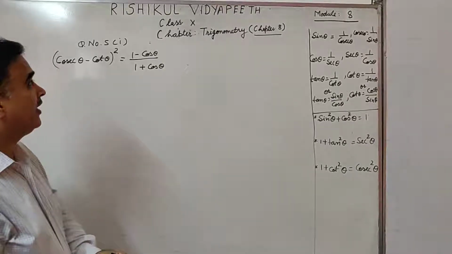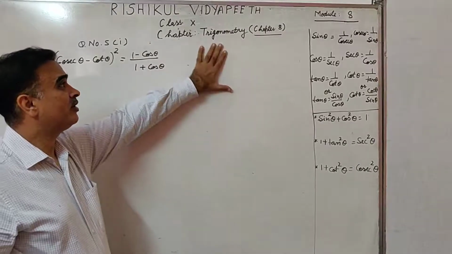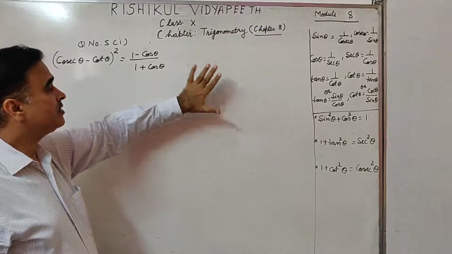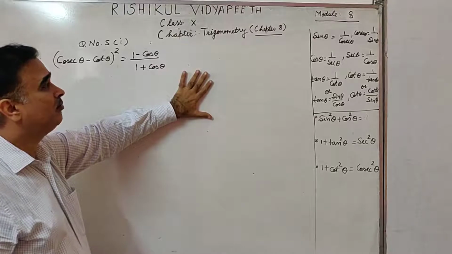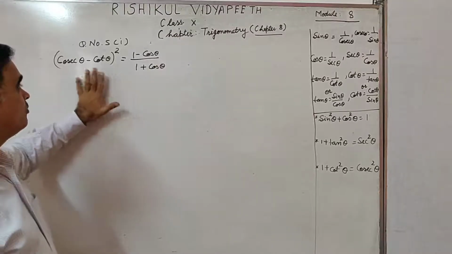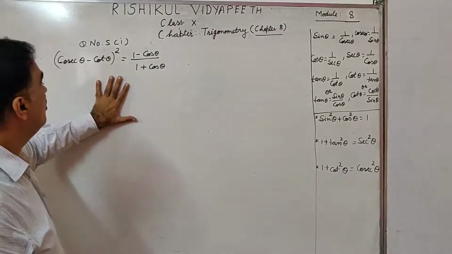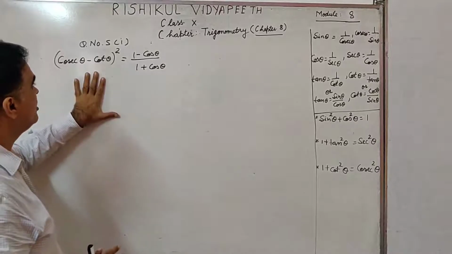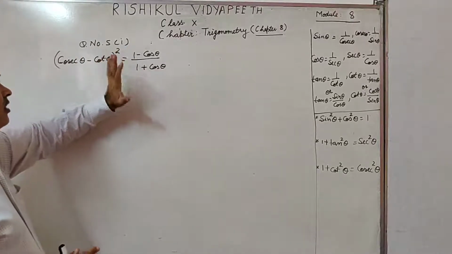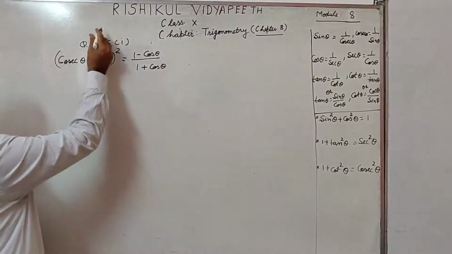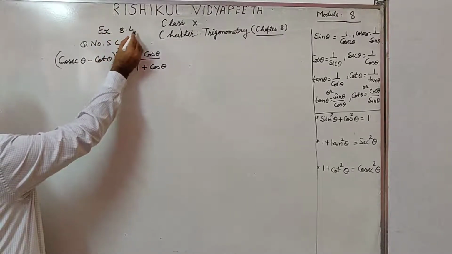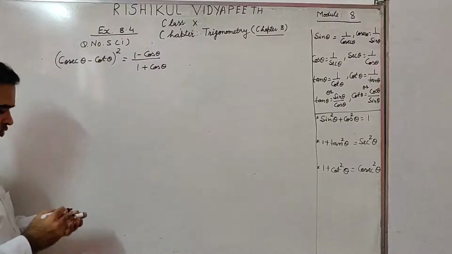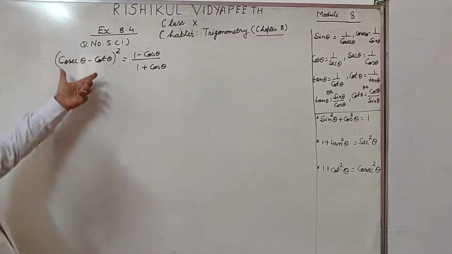Good morning, students. Again, we are discussing this chapter, trigonometry, module 8. This lecture, or this module, is very important because we are going to start how to prove the identities which have been given. This is question number 5 of exercise 8.4.